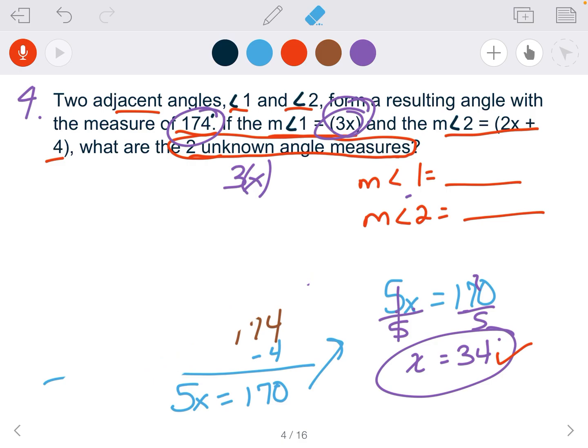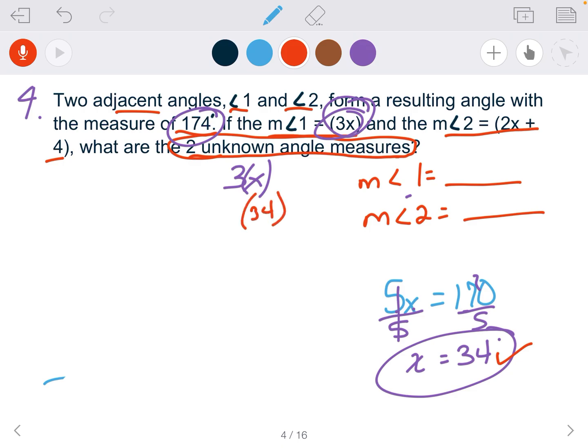Let me erase some of this so we get more room. The measure of angle 1 says it's 3x. Well, I'm going to fill in my 34 for my x here. Keep my 3. And you can use the calculator. I'm just going to do it here because it's quicker for me. 12, carry the 1, 9, 10, right? 102? I think I did that right. 34, 12, 9, 10, yep. 102 degrees, so the measure of angle 1 in my case would be 102.